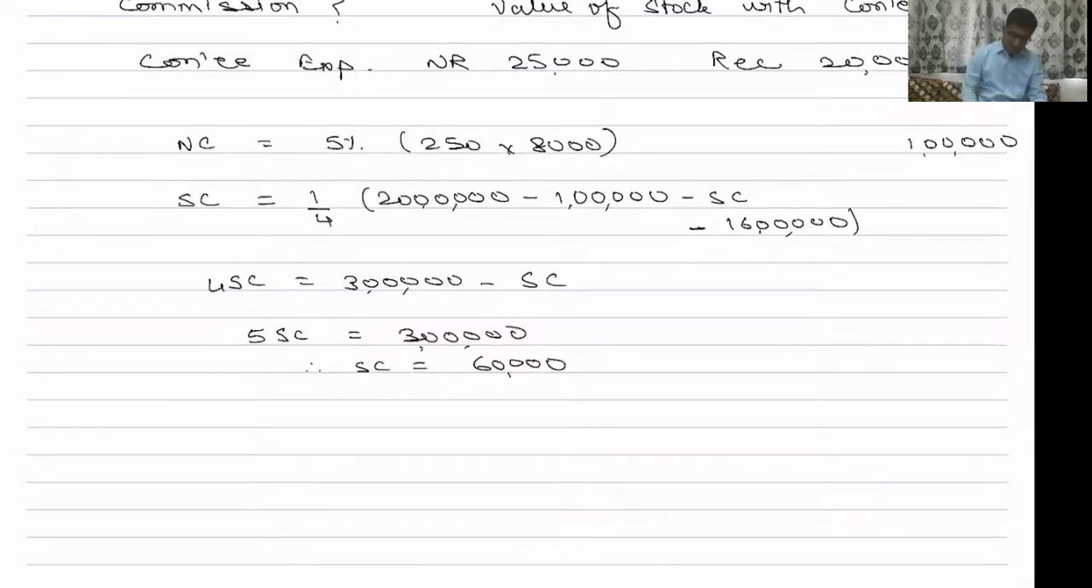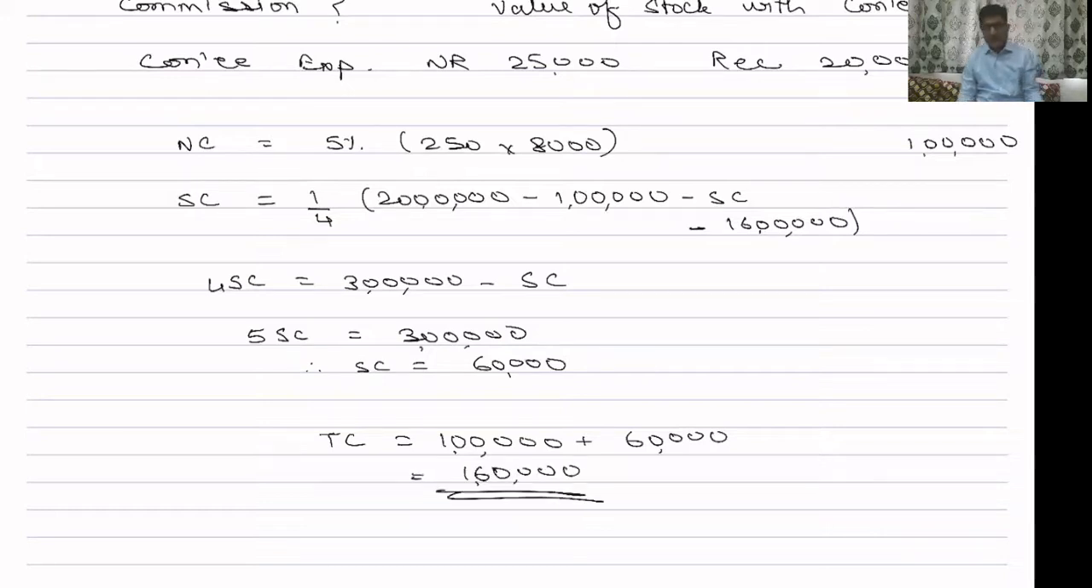So my total commission becomes what? 1 lakh plus 60,000. That is equal to 1,60,000 rupees. ये calculation तो आप सबको समझ आया होगा, because that is becoming normal and used to do that now. Yes or no?